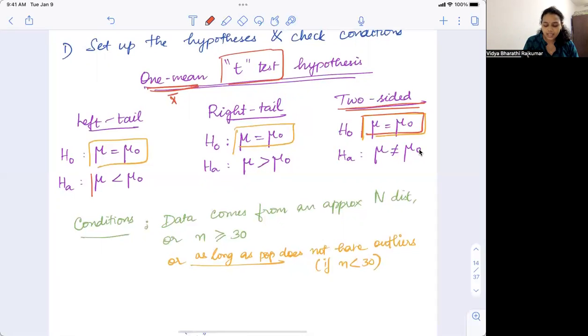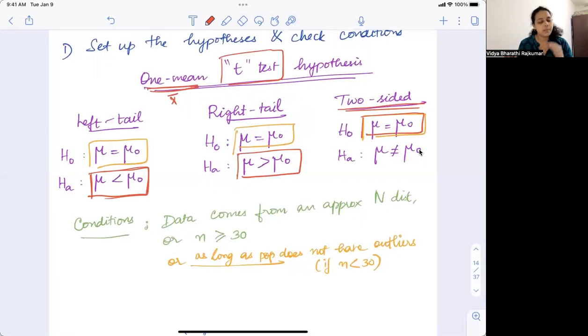We could also have a one-sided hypothesis. We'll have a left tail hypothesis if the alternative says that mu is less than a specific number. We'll have a right tail hypothesis if the alternative says that mu is greater than a specific hypothesized number. And you'll be able to write this down based on how the problem is outlined, and we'll look at some examples. So we first determine if it's left tail, right tail, or a two-sided test.